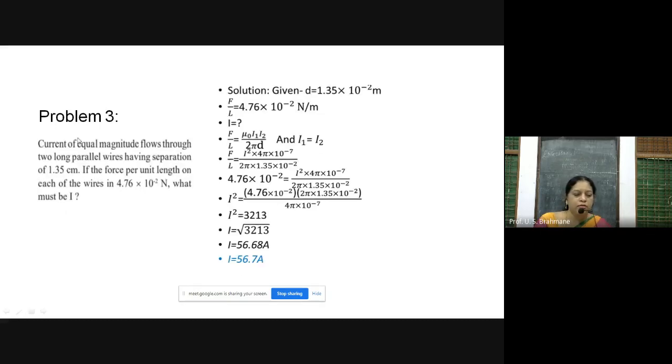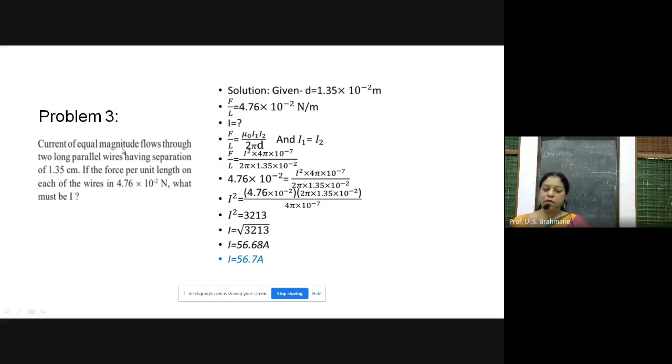I just read the problem. Current of equal magnitude flows through two parallel wires having a separation of 1.35 centimeter. If the force per unit length on each of the wires is 4.76 into 10 raised to minus 2 Newton, what must be I? So see, children, this is the problem.